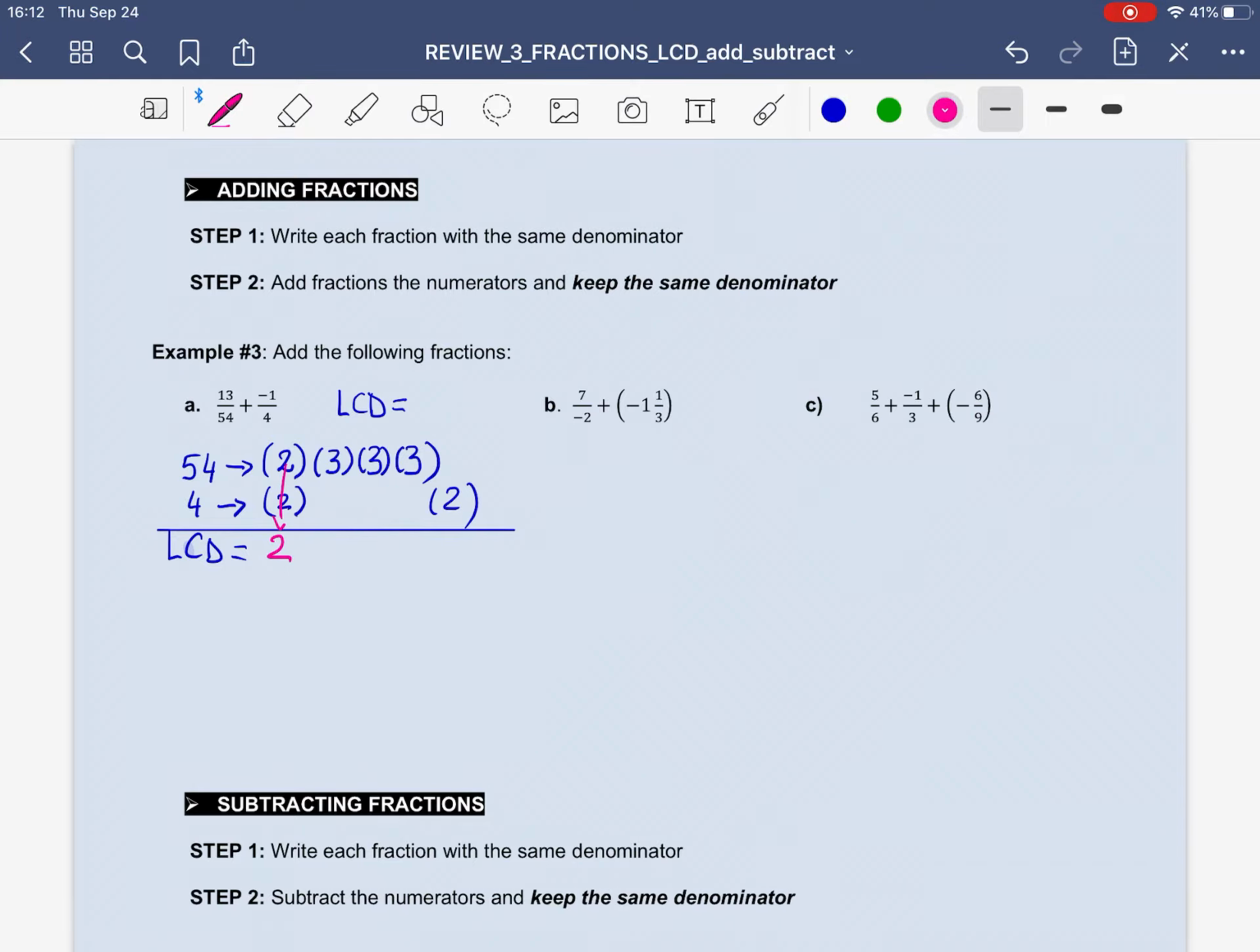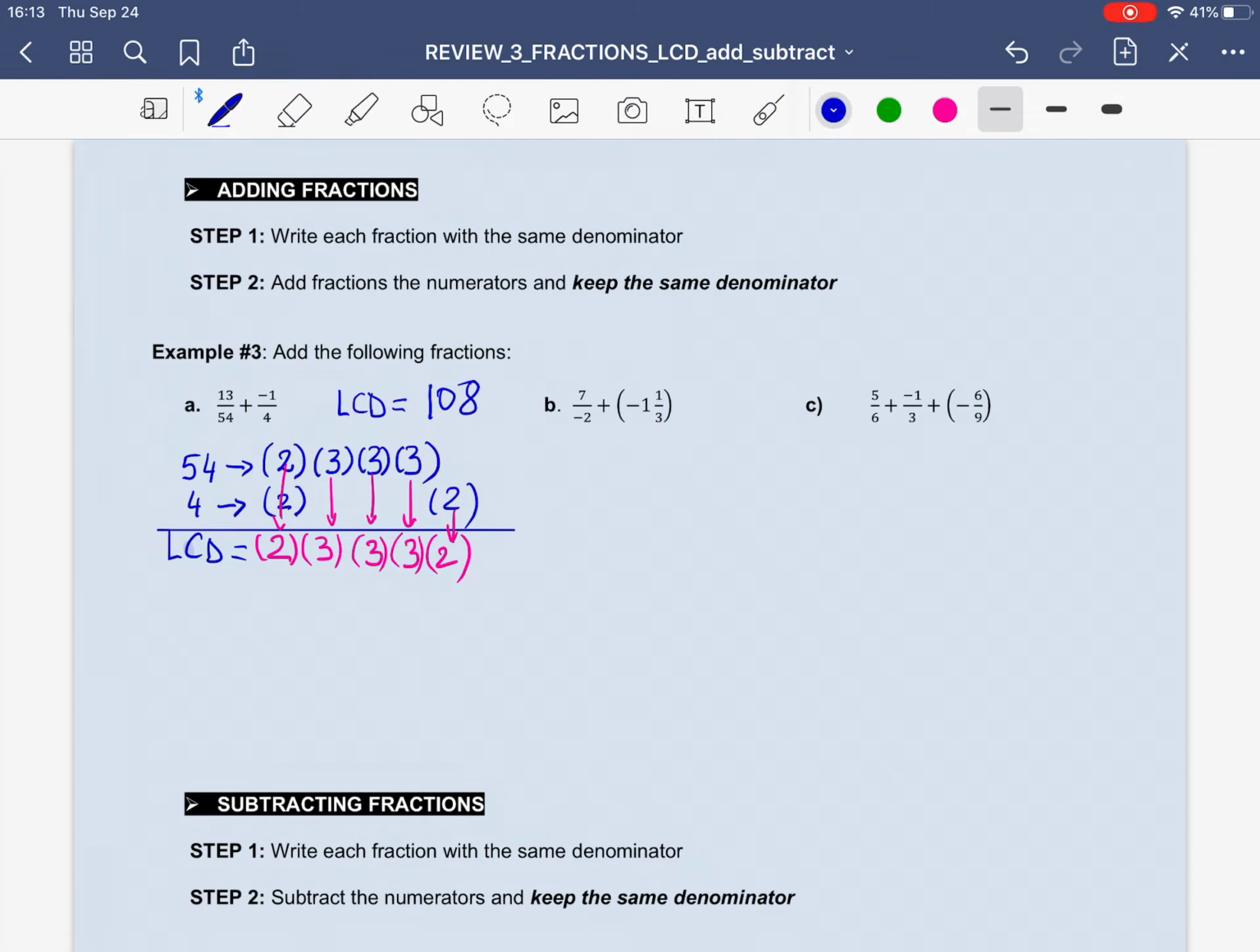bring 2 down, bring 3 down, bring 3 down, the other 3, and then the 2. So we're multiplying them all. 2 times 3 times 3 times 3 times 2. So 6 times 3 times 3 times 2. So it would be equal to 108. So lowest common denominator is 108.